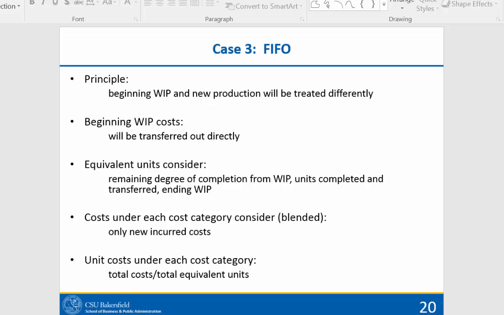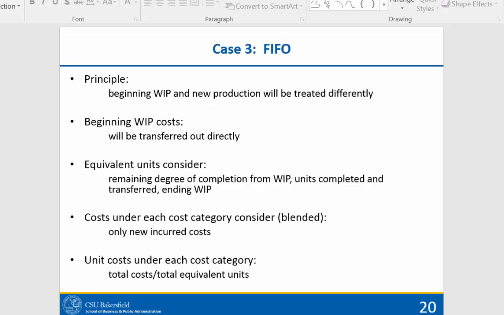Alright, so this video will be the last piece I left in my class lecture. I'm going to go through the idea of the FIFO and also finish the calculation that you need to complete the question. The principle here is the beginning WIP and the new production will be treated differently, because the idea of the FIFO is it will guarantee first in, first out. Whatever is left from the previous production season will be taken care of first. So the beginning WIP cost will be transferred out directly with those units left from the previous season.